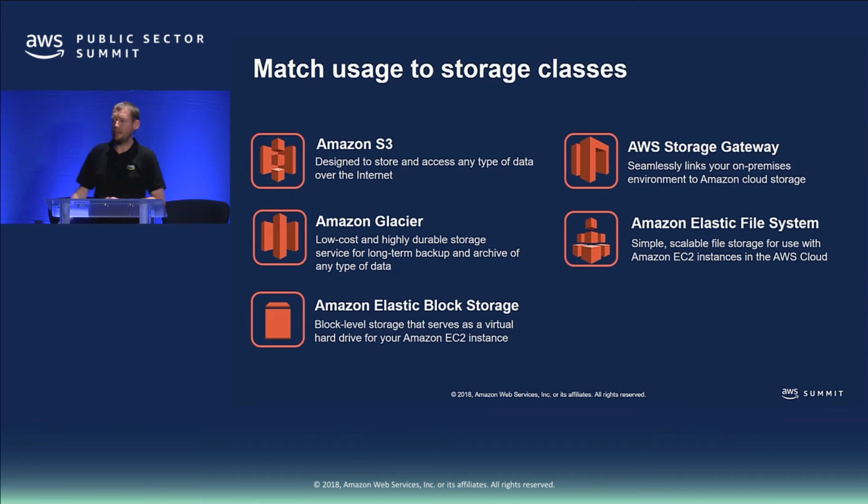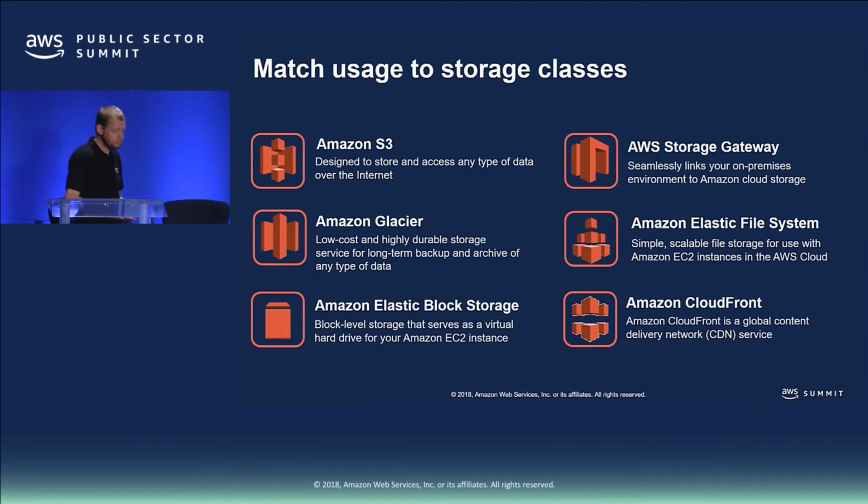Elastic File System is our managed NFS service, where you can effectively have that available within a VPC or connected on-premises using Direct Connect. You can make writes into those, and it's just a very simple, fully managed, highly scalable, highly available system. And then lastly, the other stream, Amazon CloudFront, is our content distribution network capability.